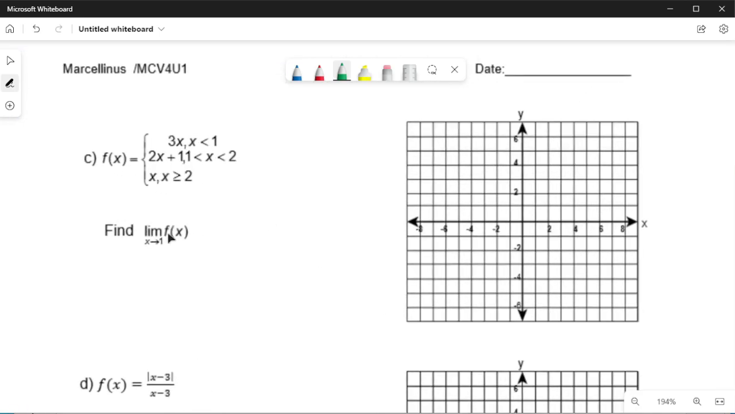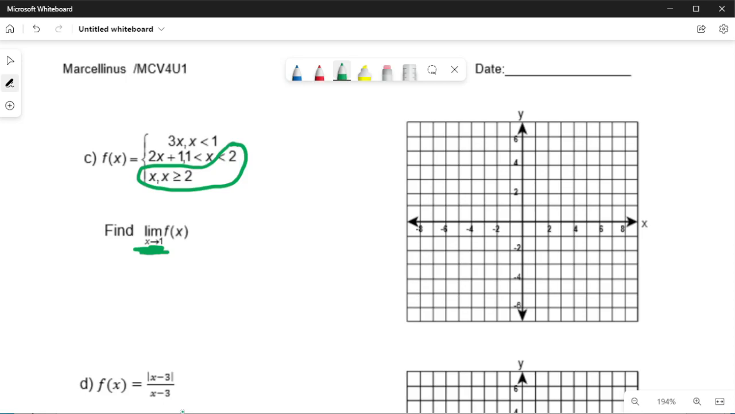This one is the same sort of thing. So, notice that I'm being asked about the limit as x approaches 1. So, do I even care about all of this stuff that's not related to 1? The answer is no, right? I only care about the first and the second part of this, right?